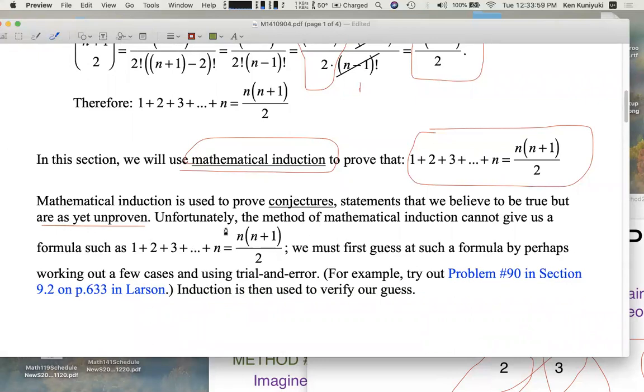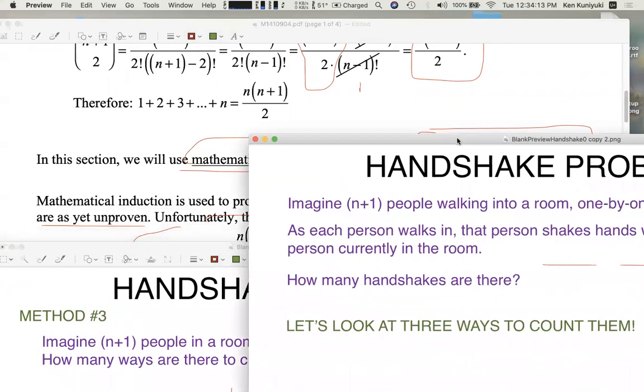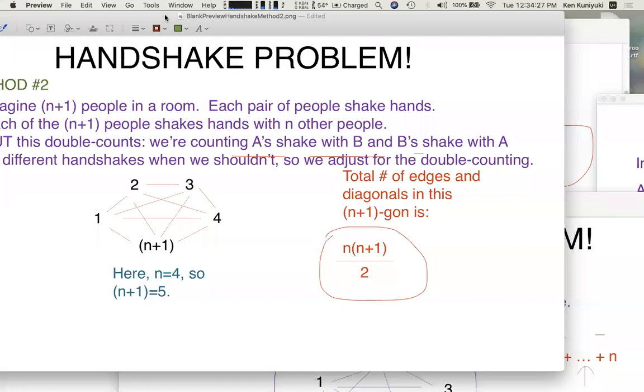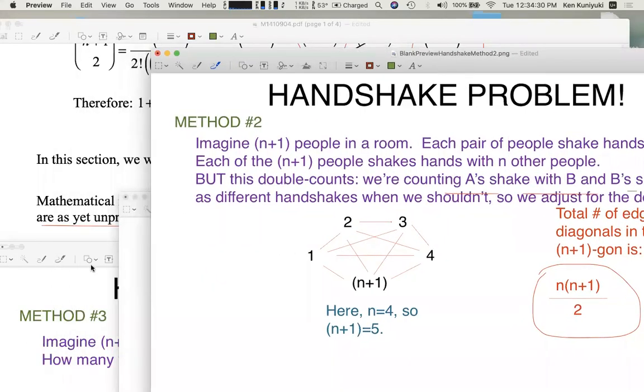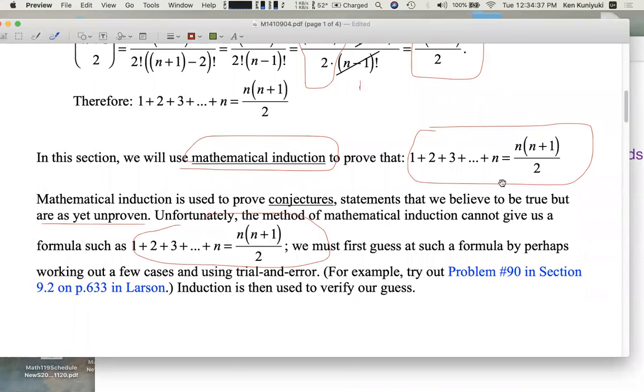Now, unfortunately, the method itself will not give you this formula. You have to arrive at it from your reasoning, like what we did with these three methods, for example method 1 and method 2, or method 1 and method 3. Remember that method 1 gave us the sum of the first n positive integers, method 2 gave us that fraction, and method 3 also gave us that fraction after a bunch of algebra. So we can conjecture this based on equating our expressions from method 1 and method 3, or from method 1 and method 2. Induction is then used to verify or prove our guess, and then we have a bona fide theorem.